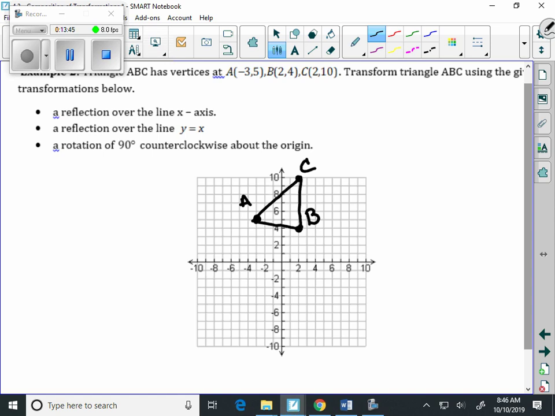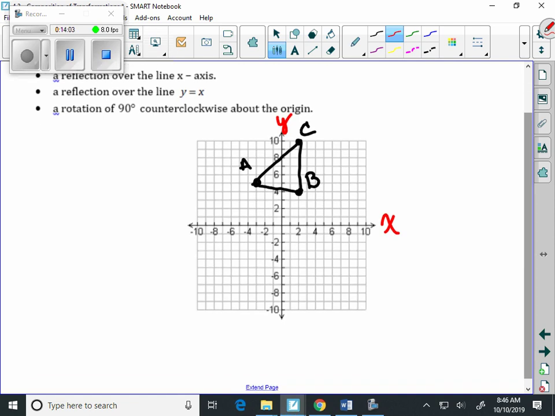There's our triangle. And the first thing that we're going to do is reflect this graph over the x-axis. Just a reminder, here's x, and here's y. So we're going to reflect it over the x-axis. And hopefully your line is straighter than mine, but it's a matter of counting. So we've got A is 1, 2, 3, 4, 5 spaces from the red line. So 1, 2, 3, 4, 5 spaces from the red line.